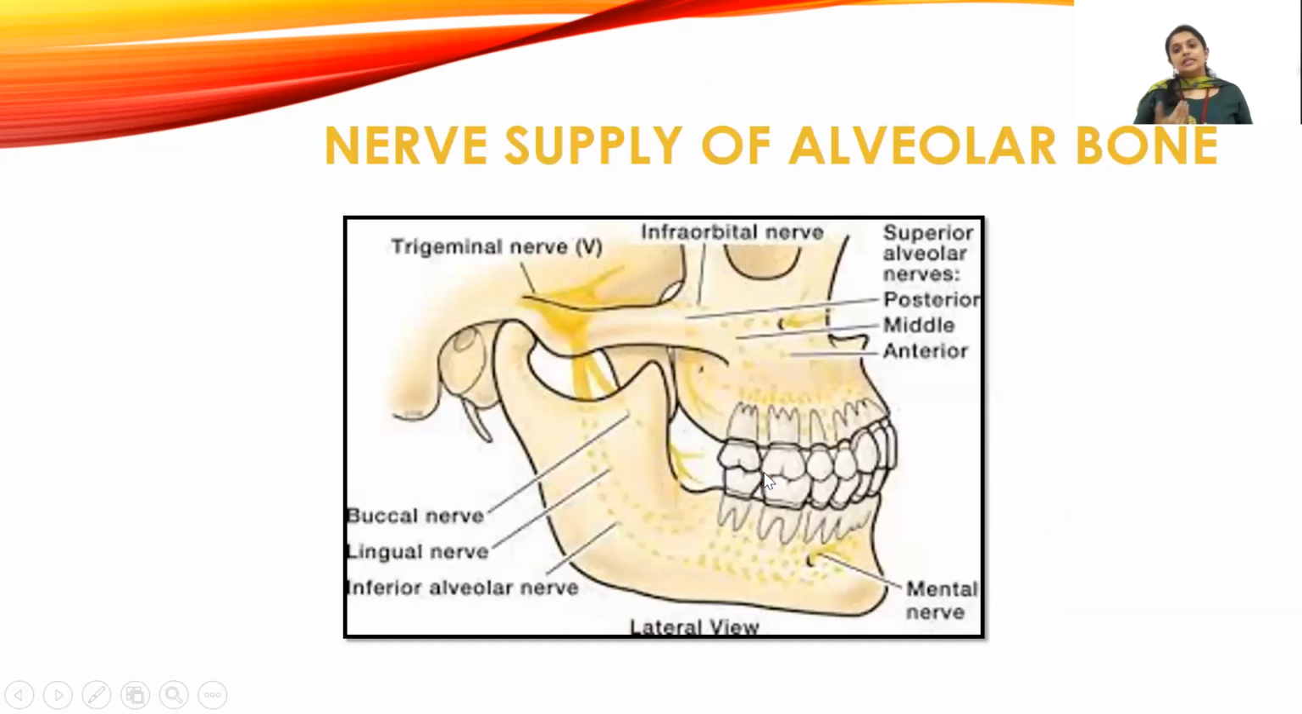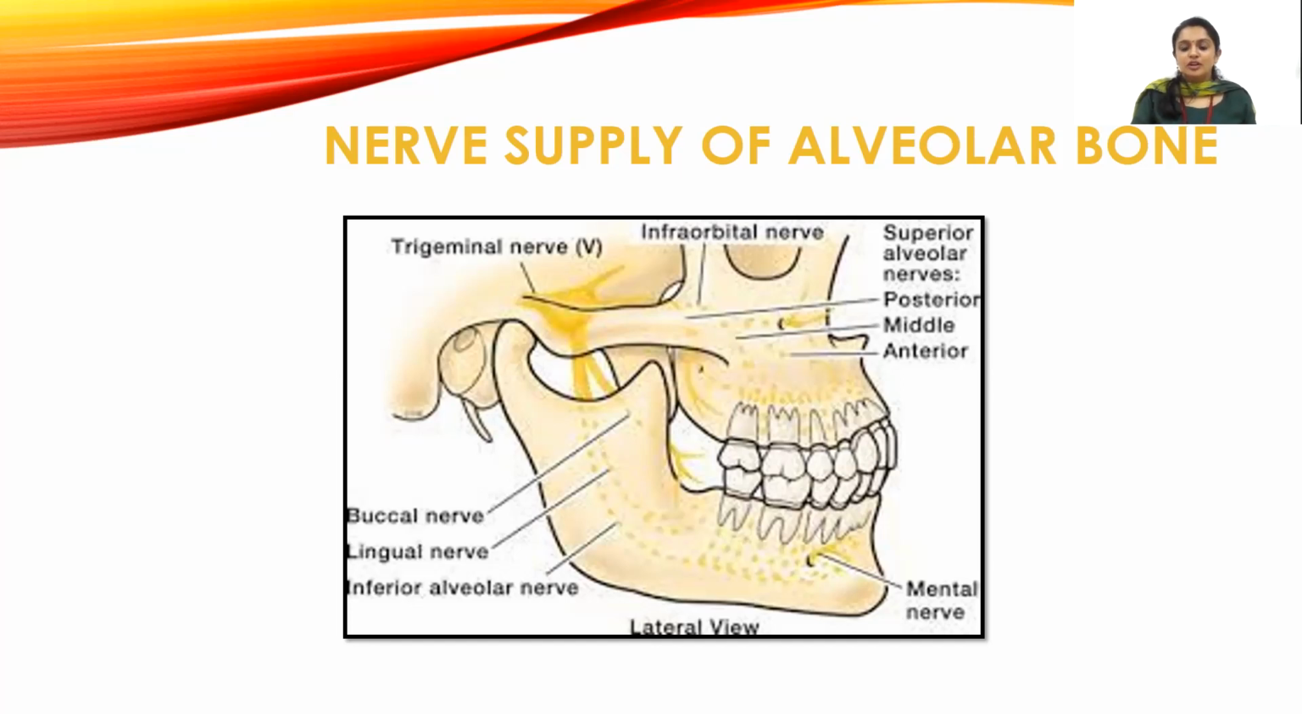Coming to the nerve supply of alveolar bone. So now we have dealt with the definition of alveolar bone, the classification, the composition, the structure, and the histology of alveolar bone, what you should identify when you get a histological section of an alveolar bone, and the important cells which play a role in the bone remodeling of alveolar bone. Now we'll come to the nerve supply, the lymphatic and blood supply of alveolar bone.